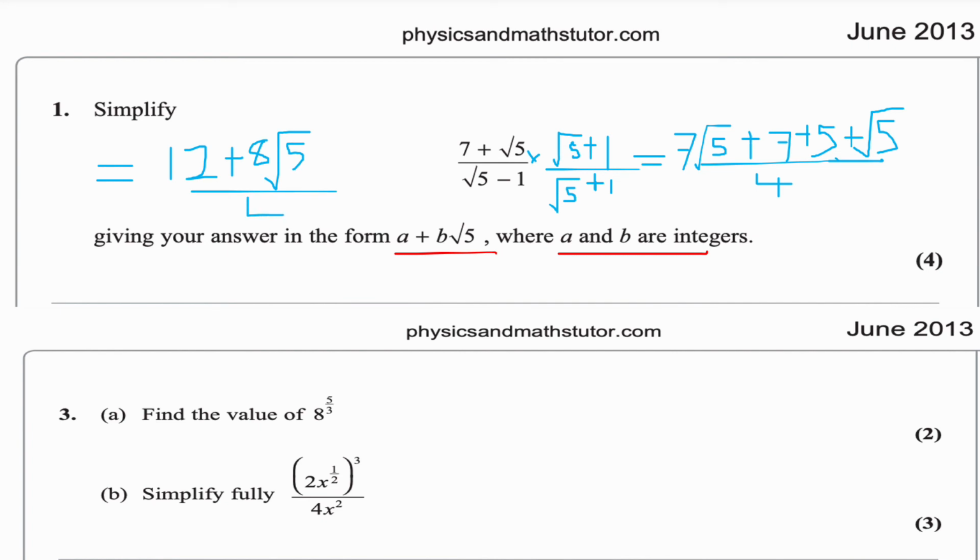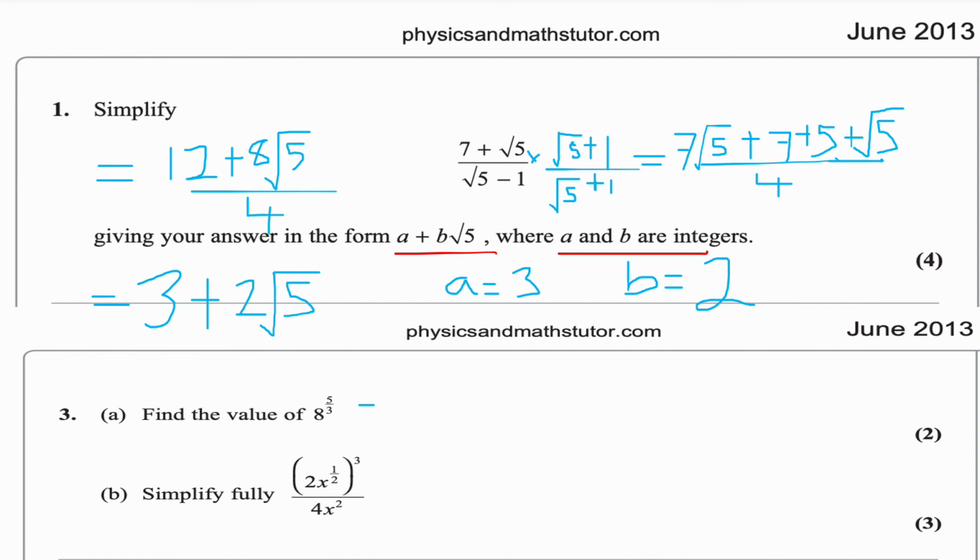So dividing top and bottom, everything by 4. 12 divided by 4 goes to 3. And then 8 root 5 divided by 4 goes to 2 root 5. Where in this case, a is equal to 3 and b is equal to 2. Remember that integers means whole numbers, positive whole numbers, 0 and negative numbers as well.